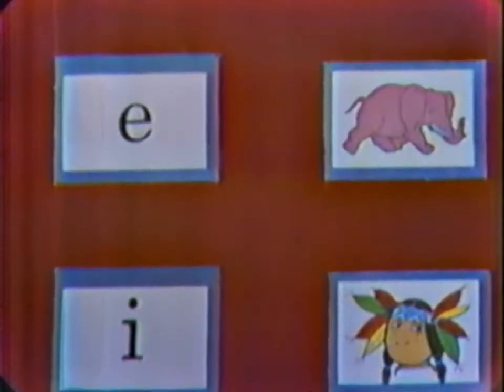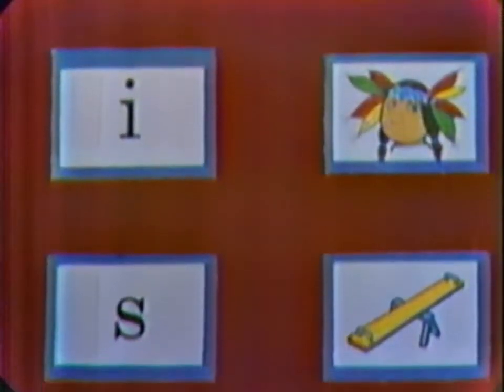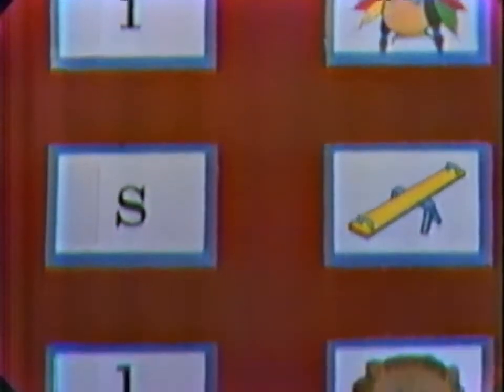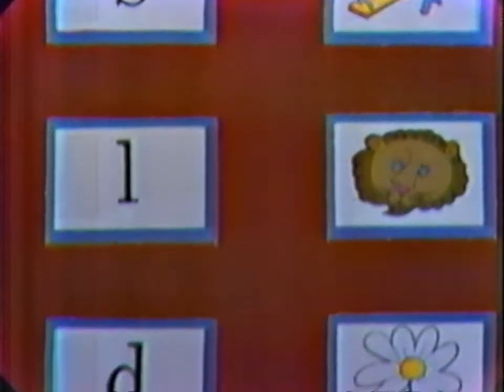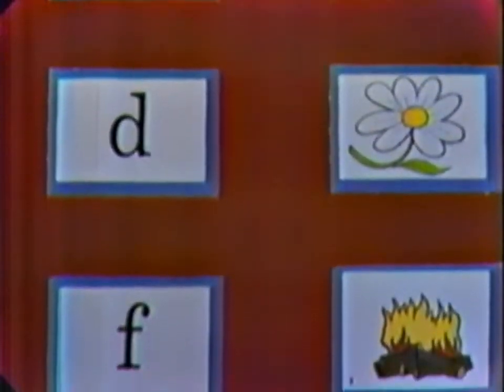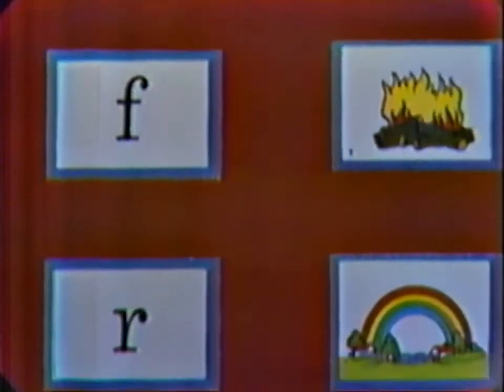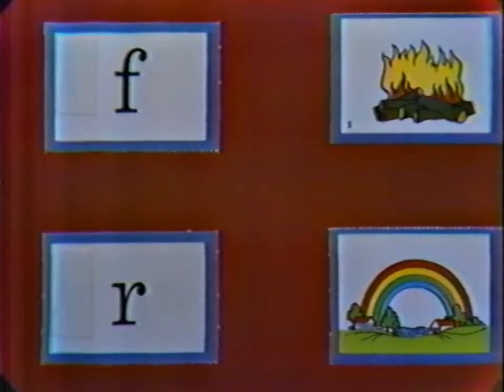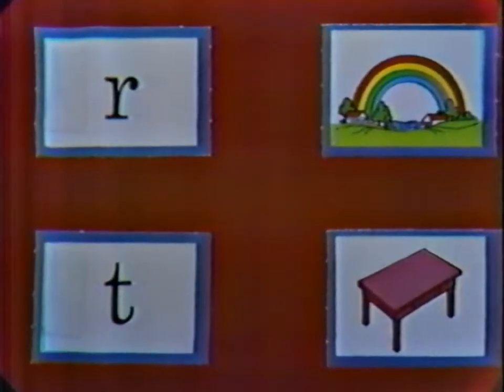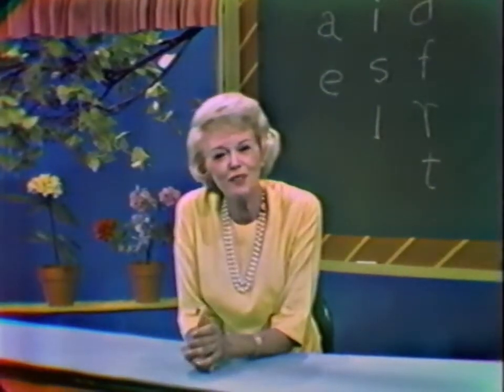E, elephant. I, Indian. S, seesaw. L, lion. D, daisy. F, fire. R, rainbow. T, table. You've really learned enough letters to read your first book.